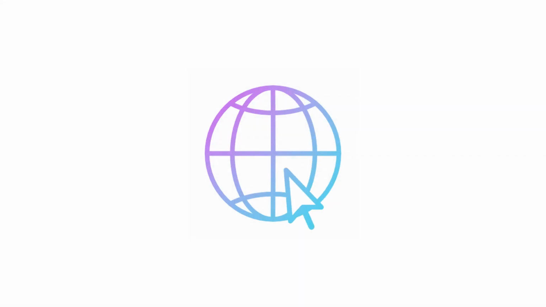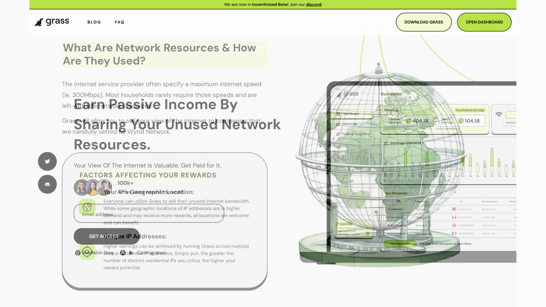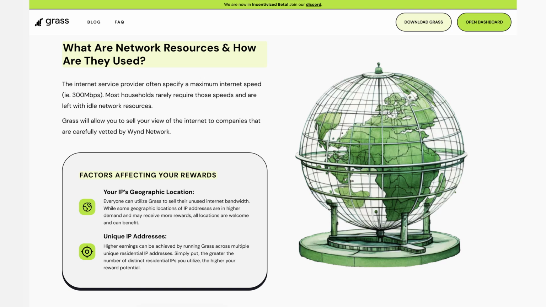I've just discovered an amazing extension that allows you to exchange your internet bandwidth for tokens. Allow me to present Grass. It's a Chrome-based browser extension that empowers you to share your internet bandwidth as you browse and earn from this innovative feature. Grass turns your browsing into earnings by selling your internet views to meticulously chosen companies through the WIN network, ensuring a rewarding and secure browsing experience.